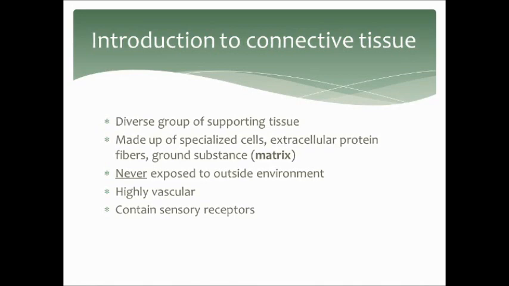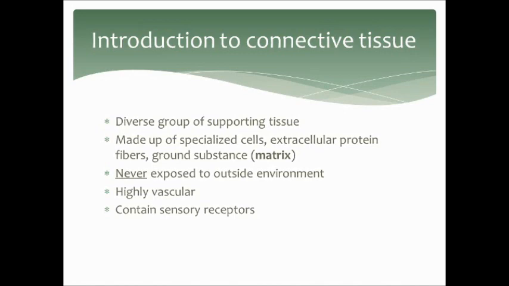Connective tissue is going to connect the epithelium to the rest of the body. It's going to lie deep to that basement membrane that the epithelial tissue sits on top of and help connect it to all of the other structures of the body. It's a diverse group of supporting tissue. It can be liquid, it can be dense and solid, it can be things like bone and cartilage. So there's a lot of different things that are considered connective tissue.